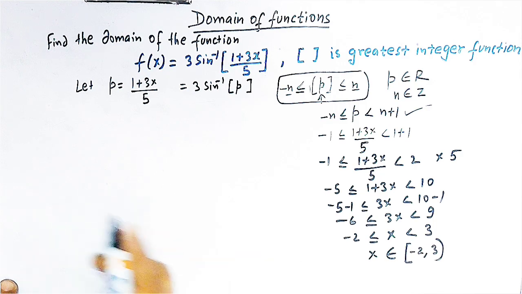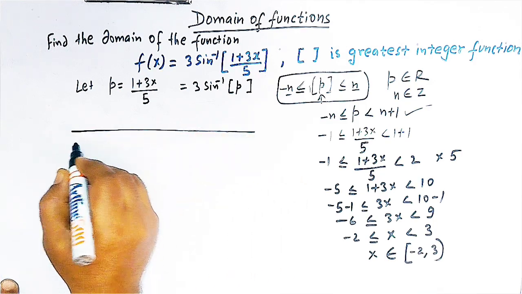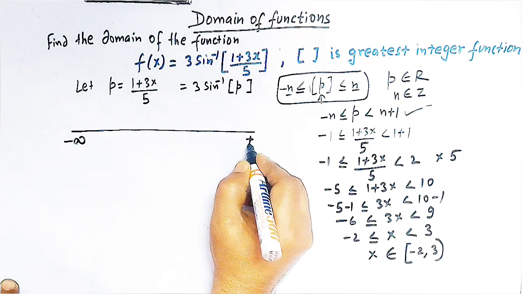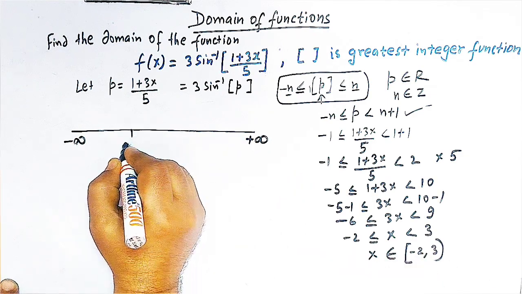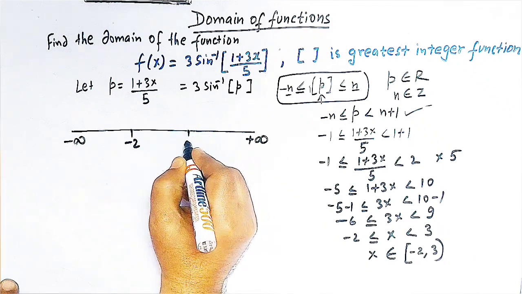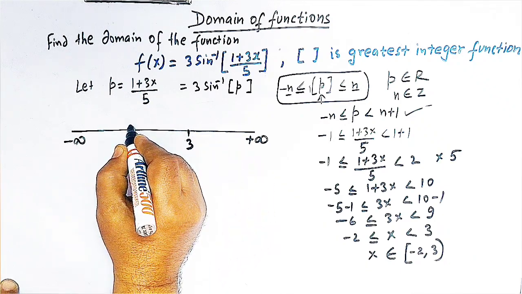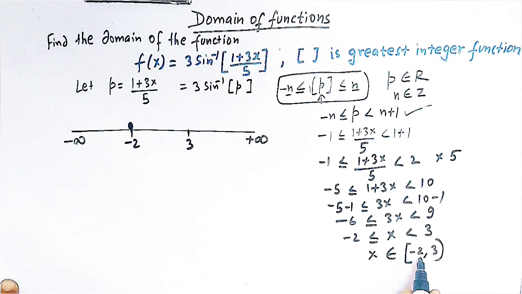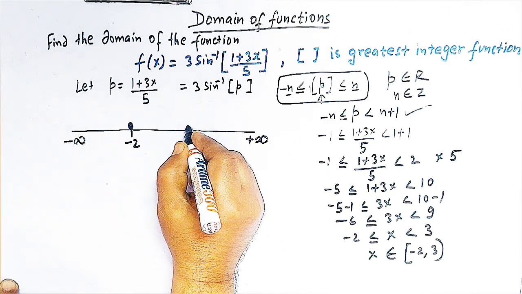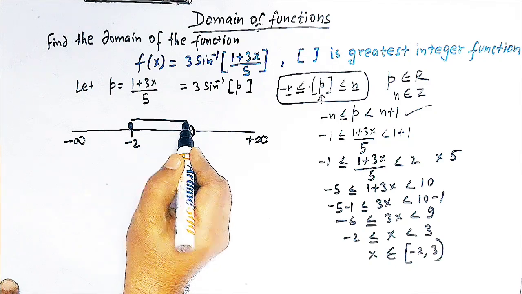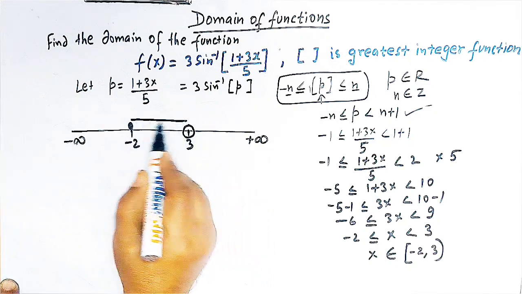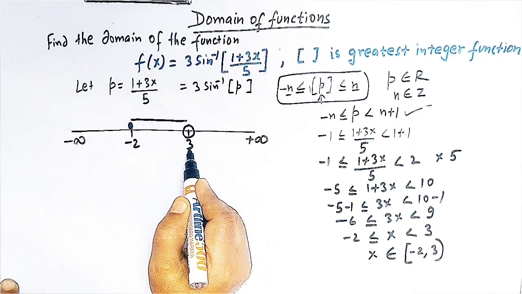So now let us draw the real number line here. We have minus infinity, and here we have plus infinity, and here we have minus 2, and here we have 3, right? And here minus 2 is included, so here we have a dark circle, and here 3 is not included, so here we can encircle this 3. So the domain is represented by this region, minus 2 to 3, right?